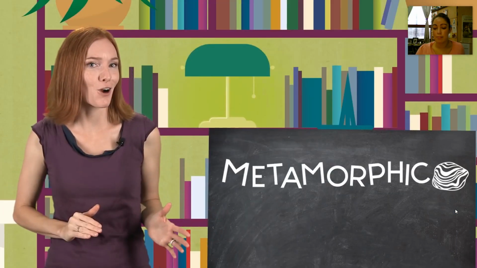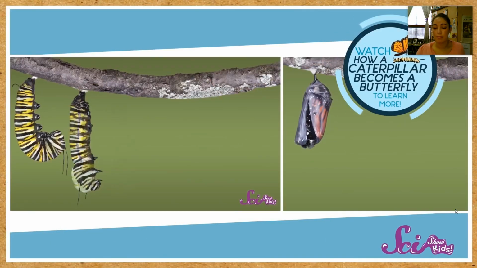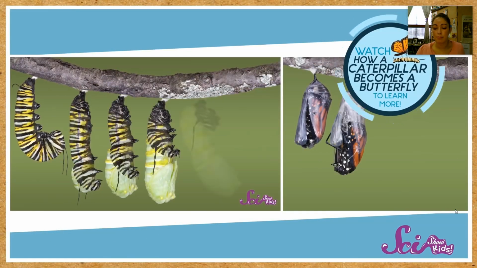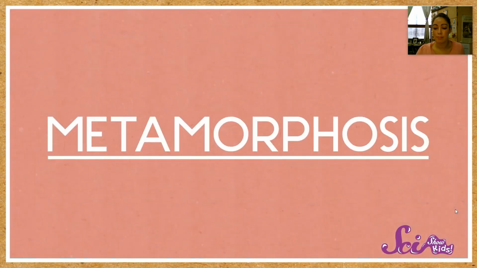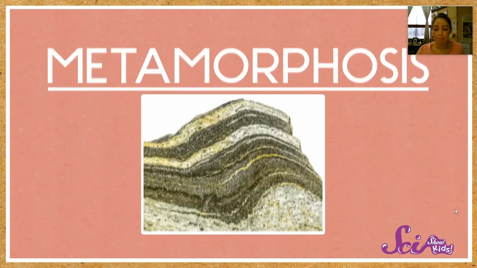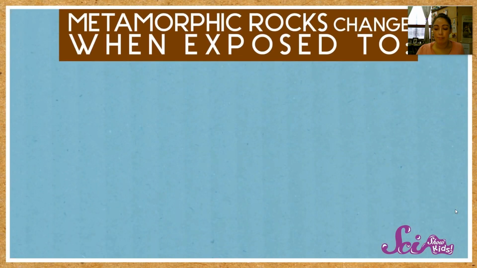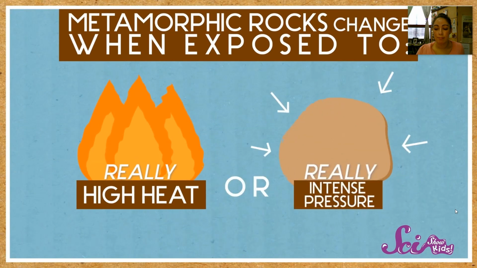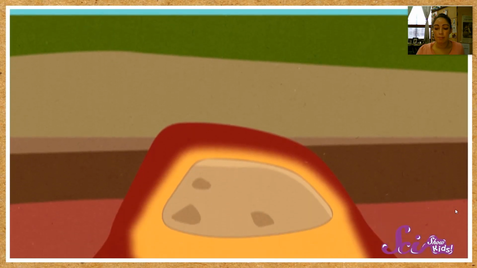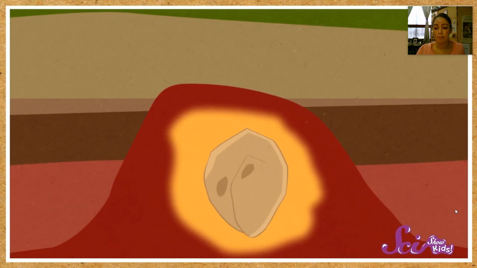Finally, metamorphic rocks are rocks that have gone through a big change. Remember when we talked about caterpillars turning into butterflies? That process is called metamorphosis. And metamorphosis just means changing shape. And that's exactly what these metamorphic rocks have done. They change when they're exposed to things like really high heat or really intense pressure, or sometimes both. This usually happens deep within the earth, where rocks can get squished, bent, folded, but not melted.